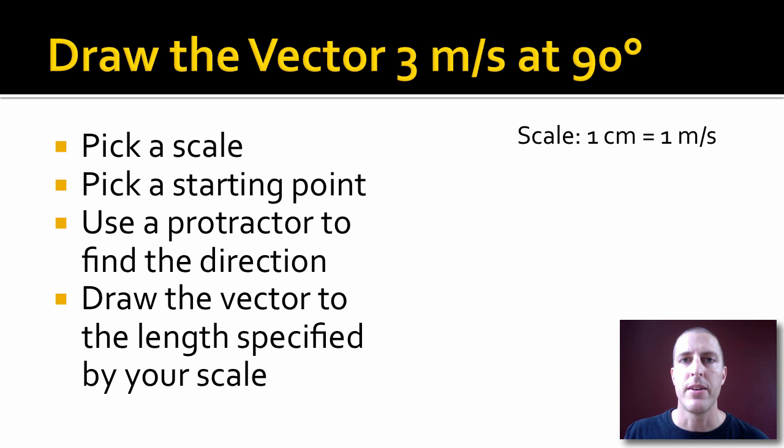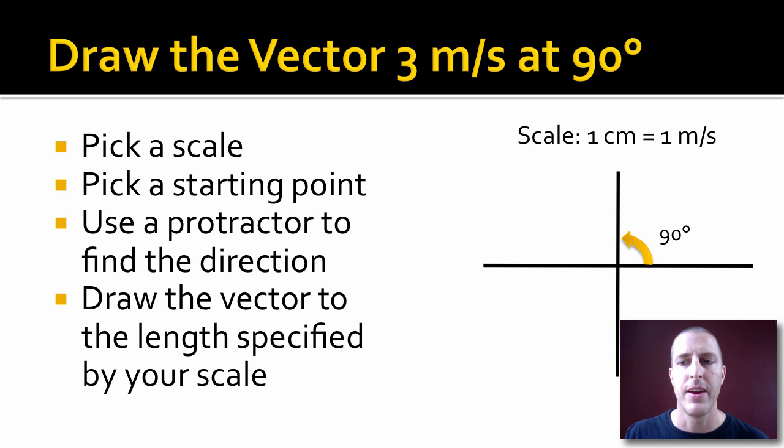So let's pick a starting point. Vectors don't have a location, so you can start them wherever you want. So here I'm going to draw a coordinate plane, and we're going to start at the middle. Easier to measure our angles there. So we're going to start at the middle of this where these axes meet. Then you use a protractor to find the direction. So here we have 90 degrees, so we start at the positive x-axis, go counterclockwise till we reach 90 degrees, and then we draw the vector to the length specified by our scale.